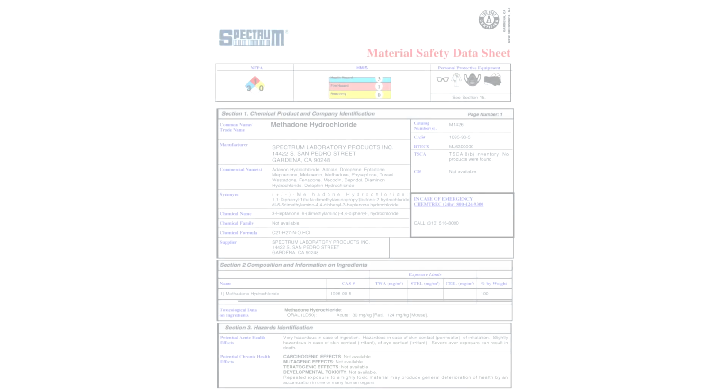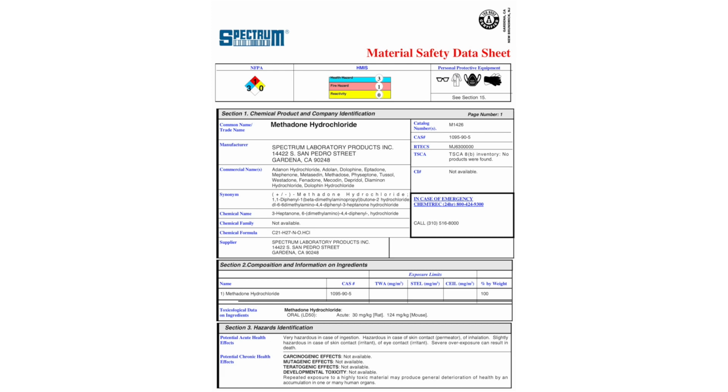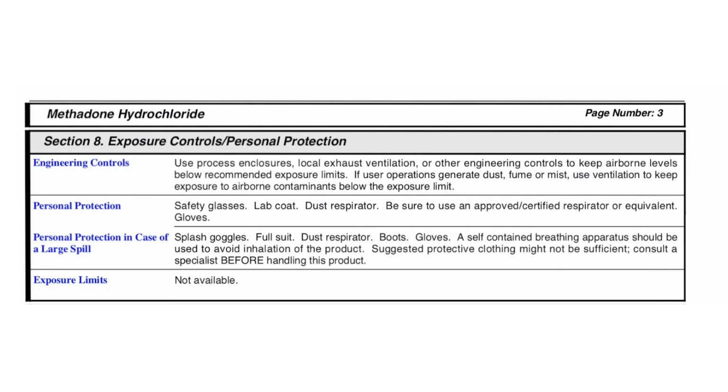Methadone is a powder being compounded into a solution, and when working with powders, there's always dust that is being generated into the surrounding air and surfaces in the work environment. Upon reviewing the safety data sheet for methadone, it states the following in regards to exposure controls and personal protection.